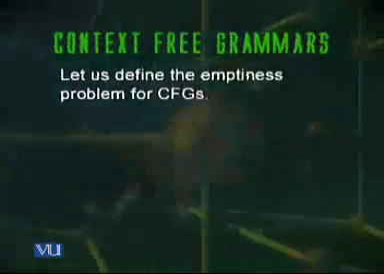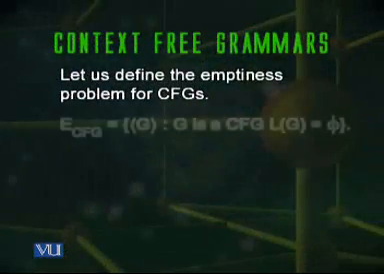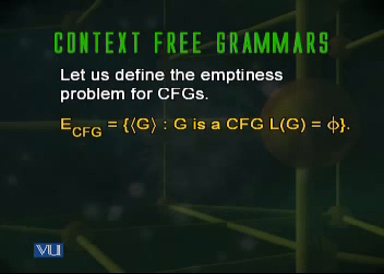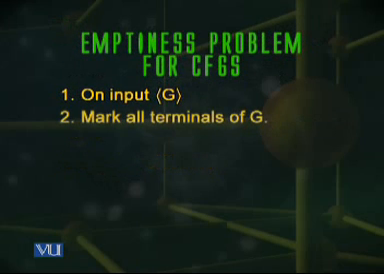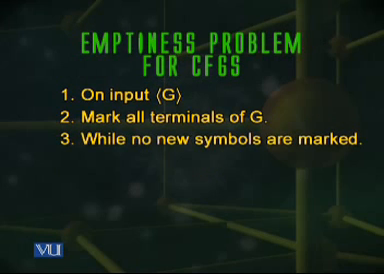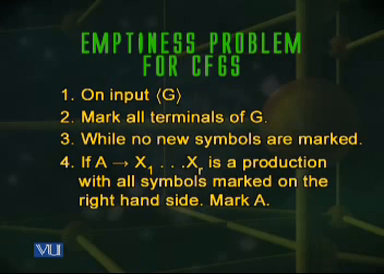Let's recall the proof. We defined the emptiness problem for context-free grammars, ECFG, which was the collection of all grammars G such that they don't generate any strings. We asked the question if this language is decidable, and the answer was yes. Here is a decider for ECFG. On input G, we mark all the terminals of G, and then we run the following loop while new symbols are being marked. If we have a production A which goes to x1, x2 all the way up to xn, and all these symbols on the right hand side are marked, then we also mark A.